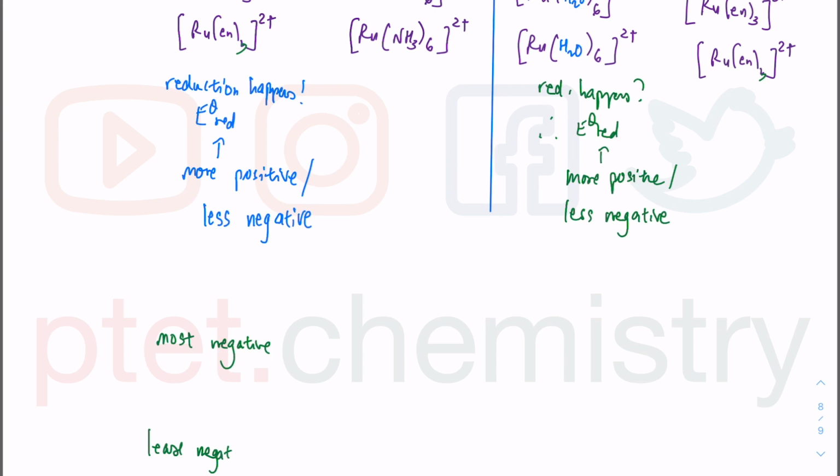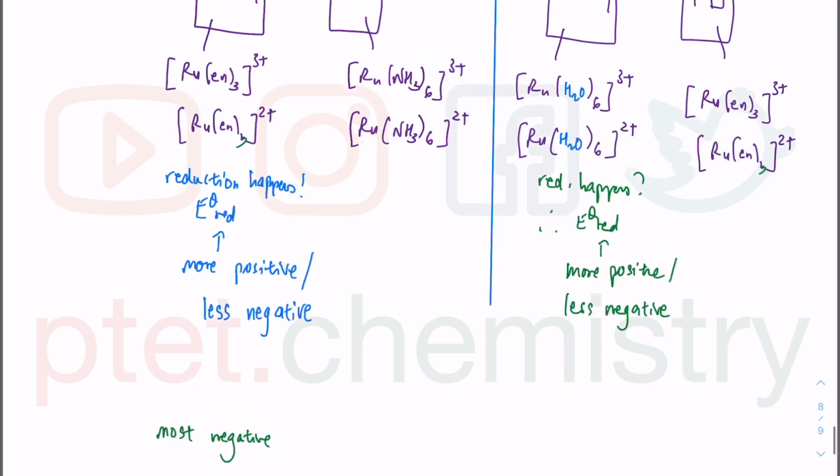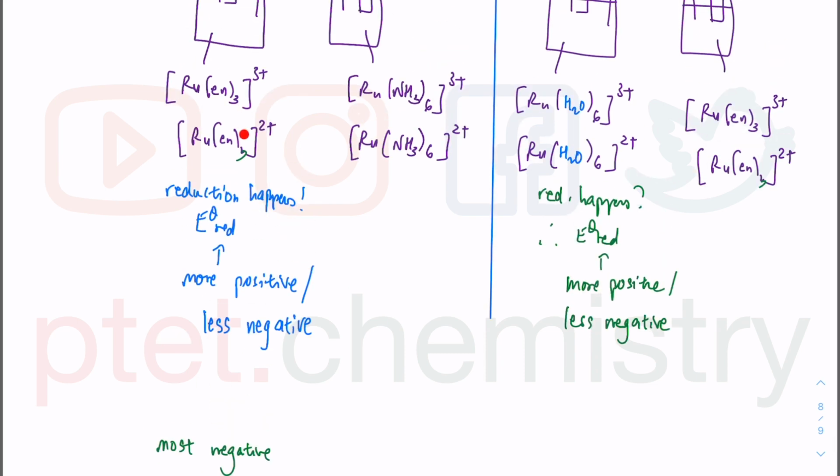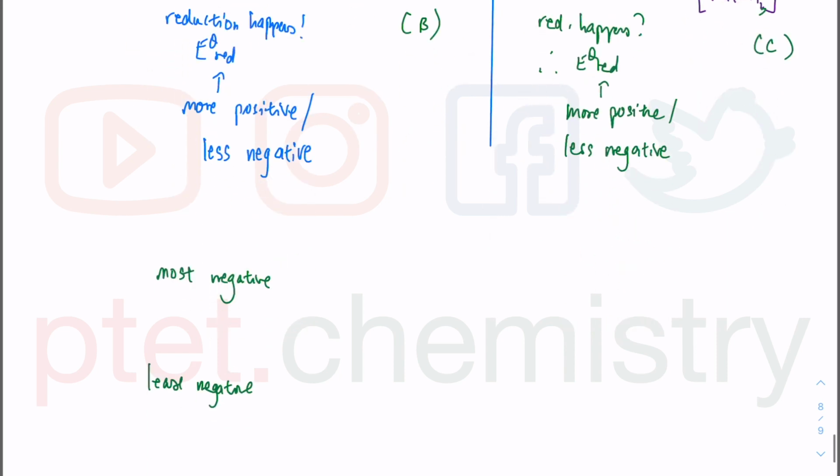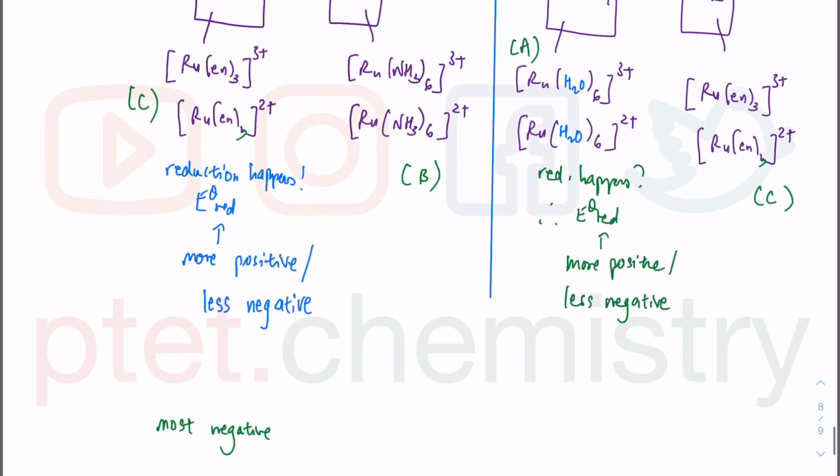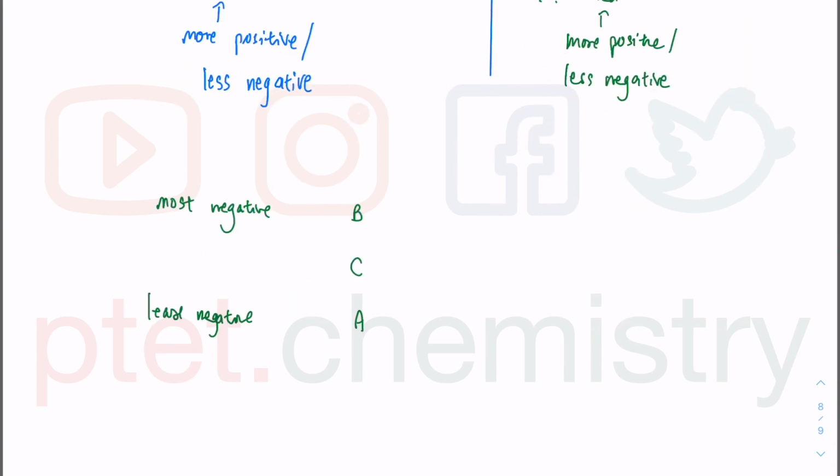We are just looking at redox system A, B, or C. So this is redox system C, and this is redox system B, and this is redox system A. So A is the least negative because it's less negative than that, and that is less negative than B. So the least negative is going to be A, and the most negative is going to be B. And C just lies somewhere in between, just like that.